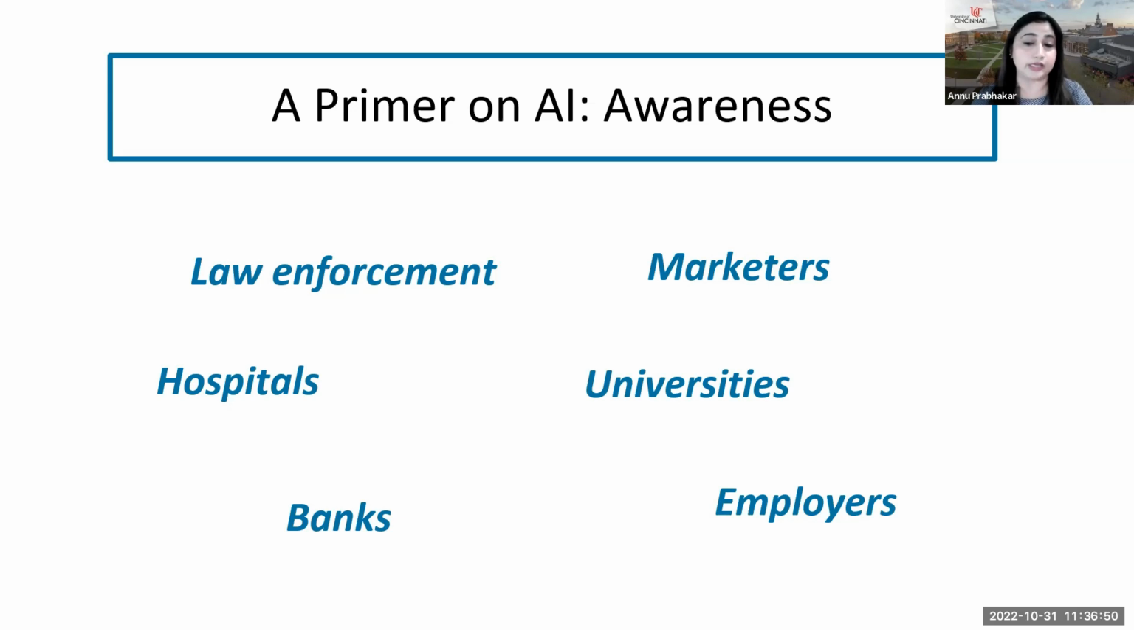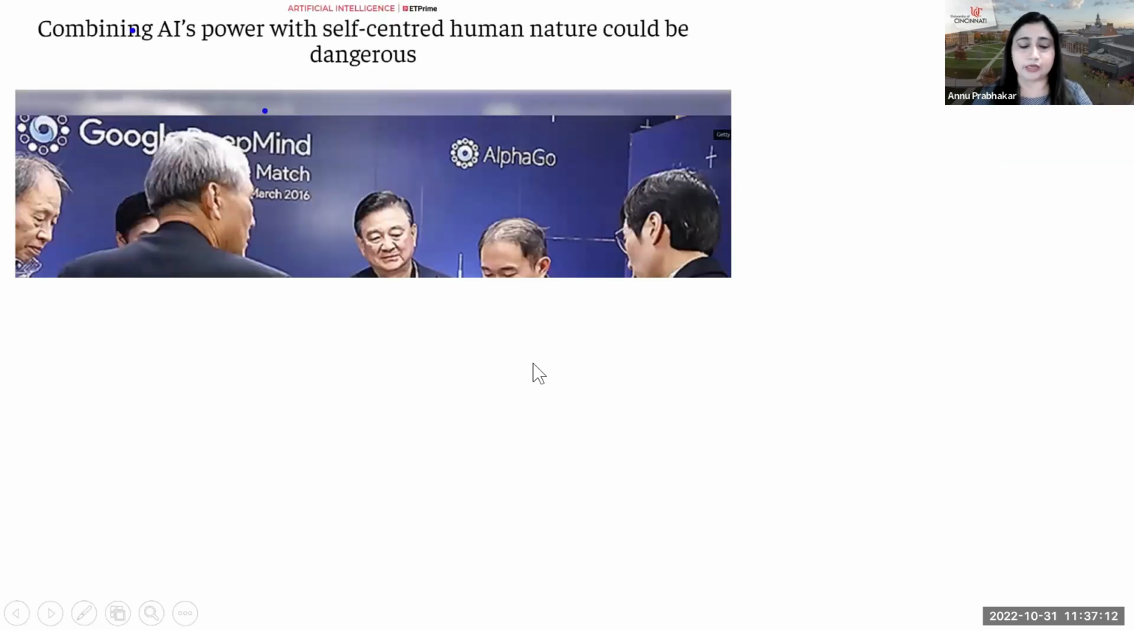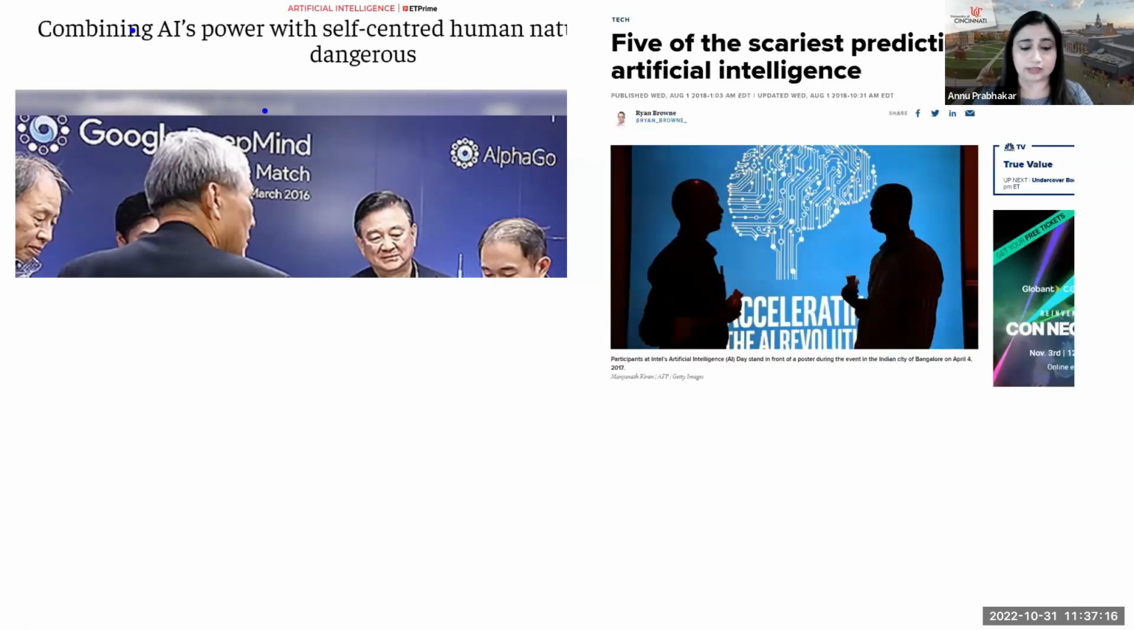So previous studies have shown that in all these areas that I mentioned, there is evidence of biases in the AI-enabled systems they are using. So AI provides a lot of benefits, but along with the good, there are some negative consequences.